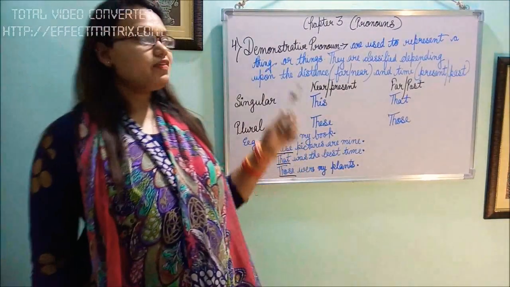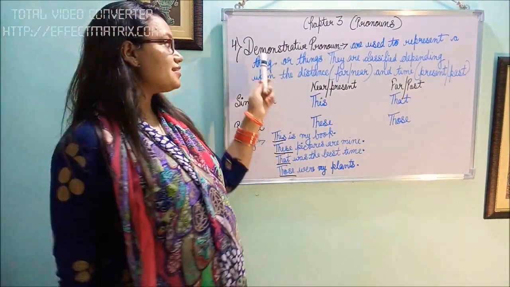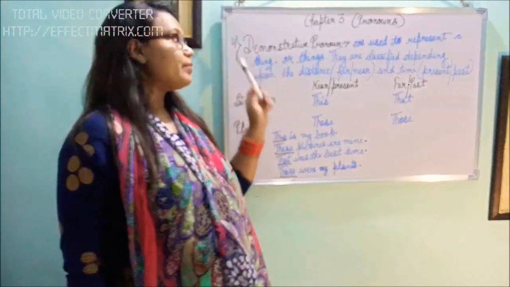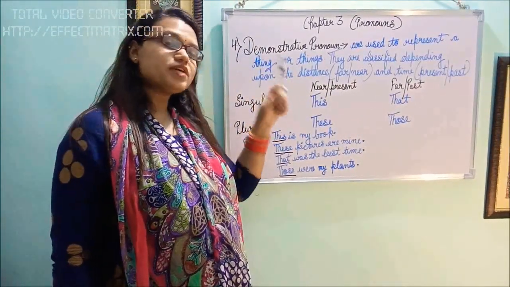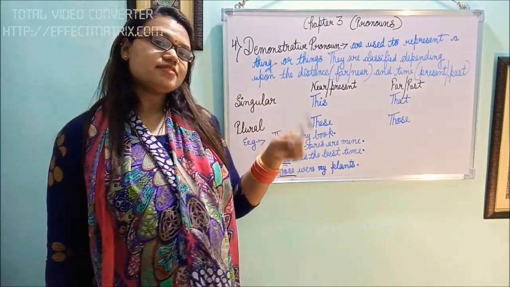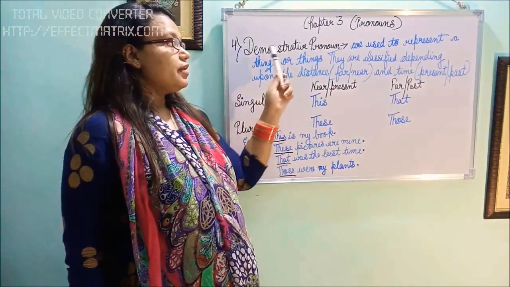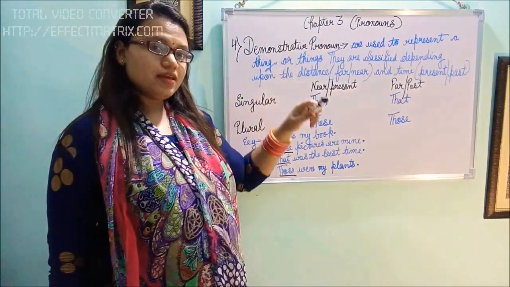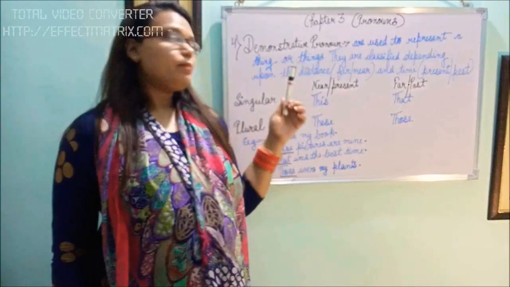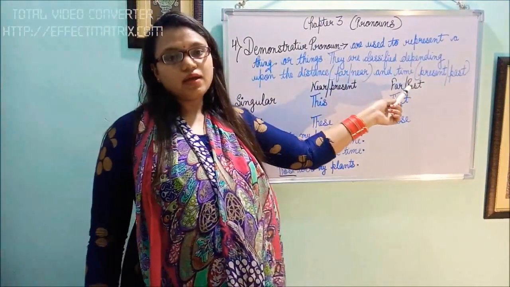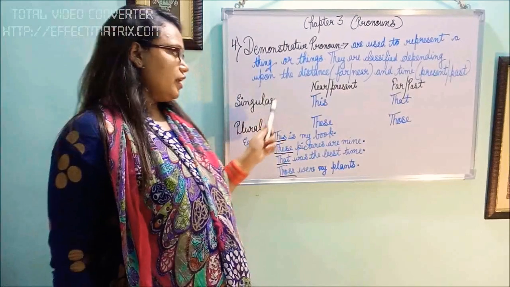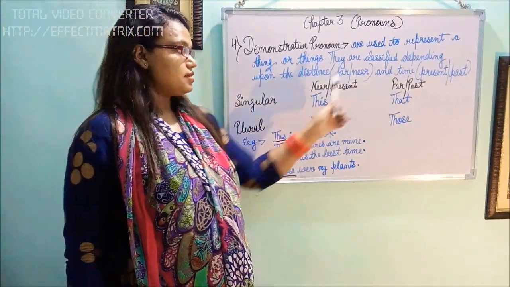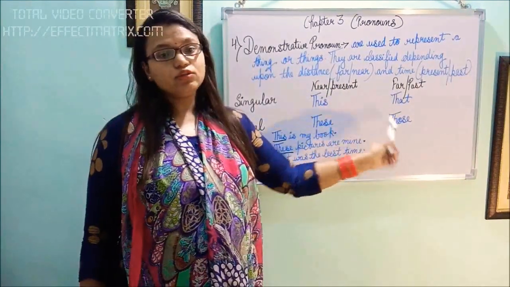So now students, we will discuss the 4th kind, and that is the demonstrative pronoun. It is very clear from its name, demonstrative. That means to demonstrate something, to demonstrate things, to demonstrate a person. Demonstrative pronouns are used to represent a thing or things. They are classified depending upon distance and time. Now how? Just see here. There are 4 demonstrative pronouns only: this, that, these and those.